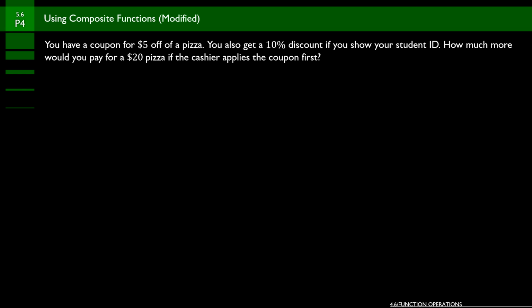So whenever we're dealing with discounts, sometimes it's better to take one discount before another. You might actually end up getting more money off by doing that. So what we're going to do is say that x is the cost of the pizza, and f of x represents the $5 coupon. So f of x is equal to the cost of the pizza minus $5, so x minus 5.